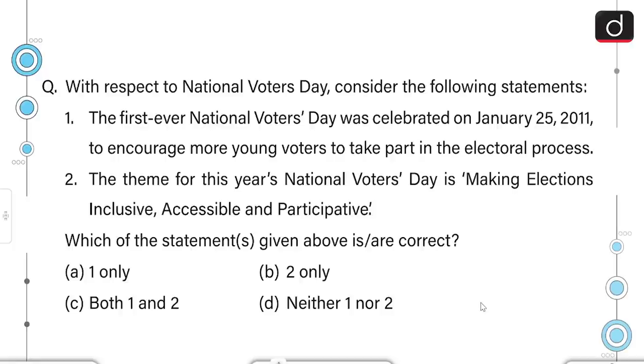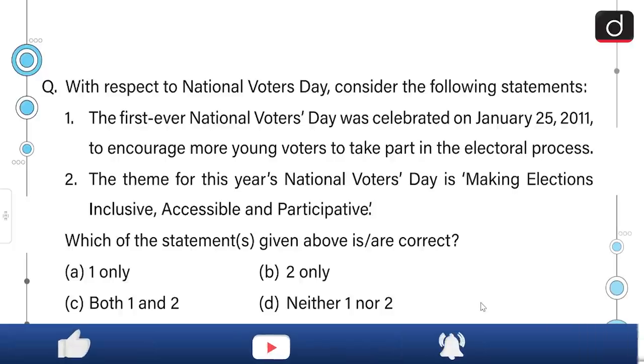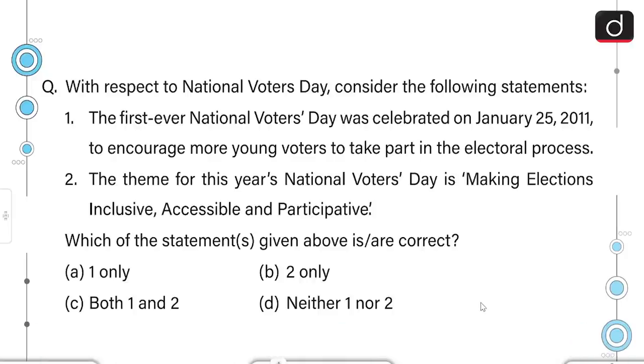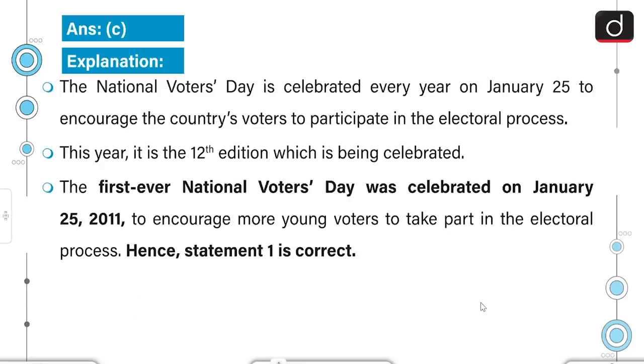With respect to National Voters Day, consider the following statements. The first ever National Voters Day was celebrated on January 25, 2011, to encourage more young voters to take part in the electoral process. The theme for this year's National Voters Day is making elections inclusive, accessible and participative. So we have to select the correct statement. Both are correct. Option C is going to be the correct answer.